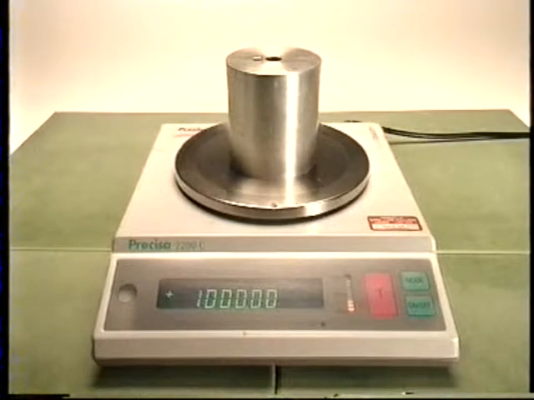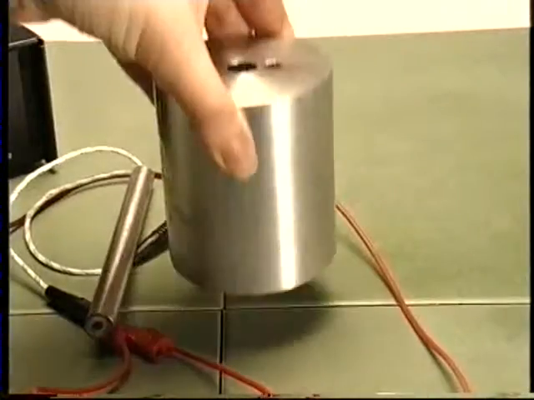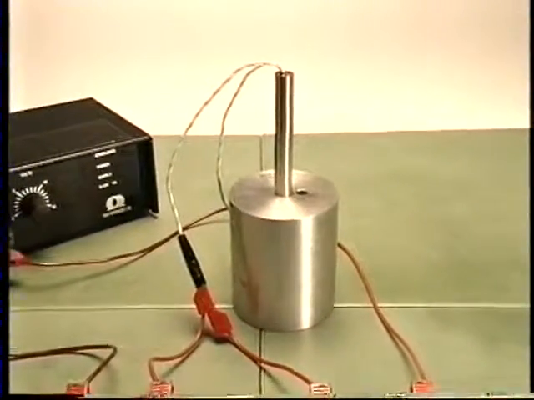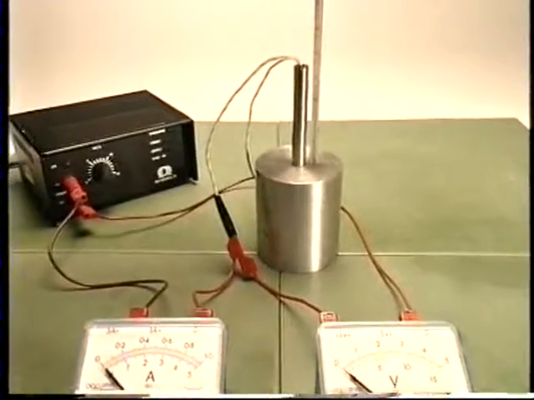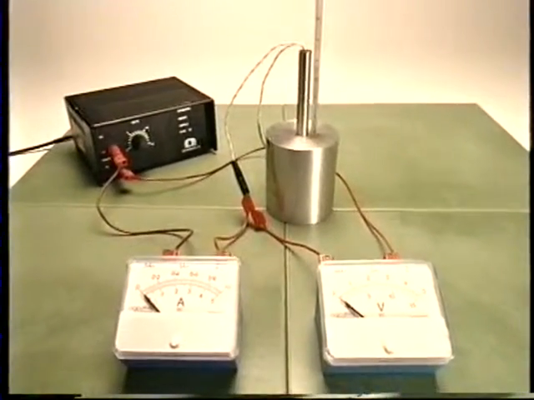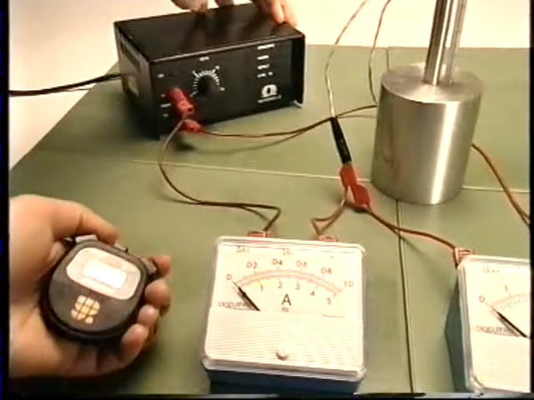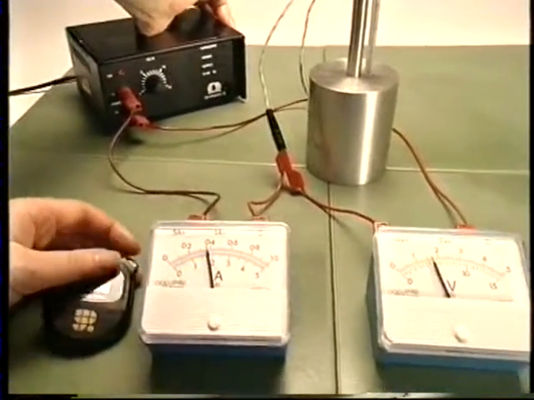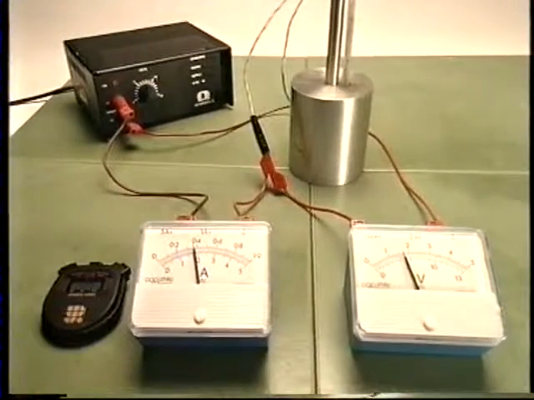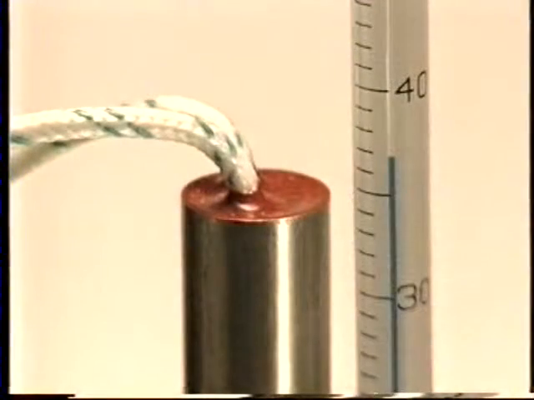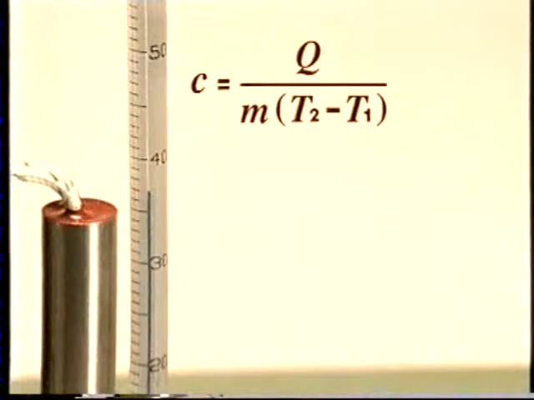For example, let's find the specific heat capacity of aluminium. This cylinder is a 1 kilogram block of aluminium. Place an electric immersion heater in one hole and a thermometer in the other hole. Note the initial temperature T1, 27 degrees Celsius. Connect the heater to an electricity supply and switch on. After 20 minutes, switch off and note the highest temperature reached, T2, 37 degrees Celsius.